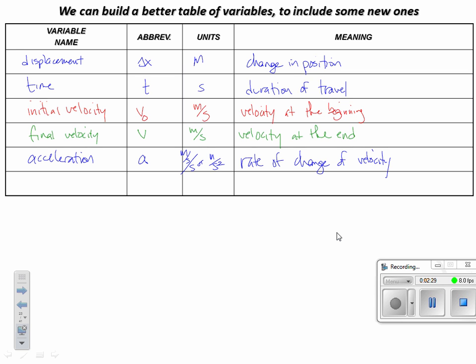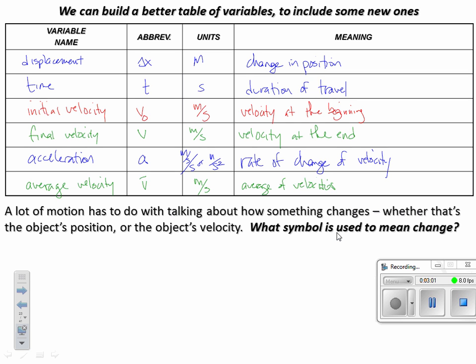What else? I suppose it's not the worst thing in the world to keep average velocity here. V bar, meters per second. Definition, yeah, average velocity. Average of velocities. It's the definition of average velocity. Now, what do we do with these?